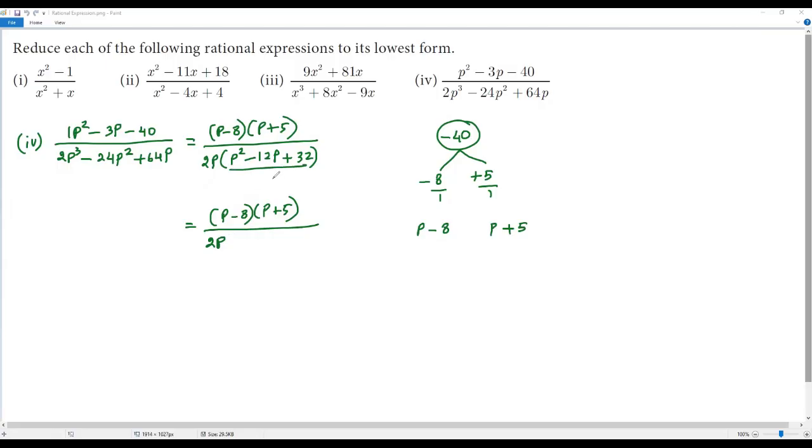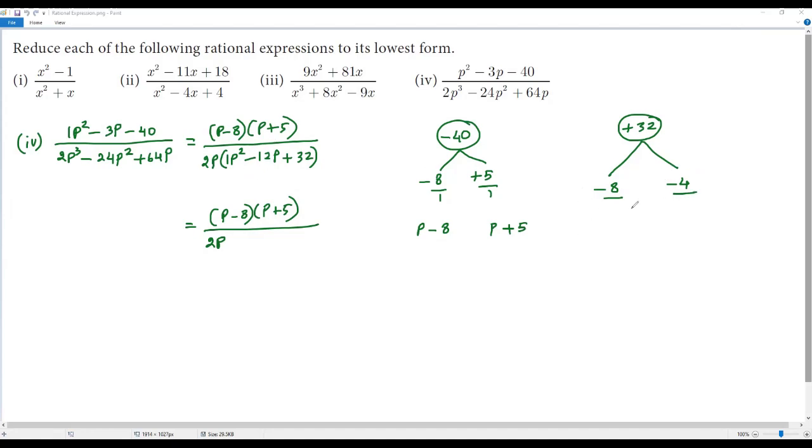Here we have a quadratic expression. To factor this one, let's multiply the constant term positive 32 by the coefficient of p square, that is 1. 1 times positive 32 is the same, positive 32. Now we have to get two factors. I think negative 8 and negative 4 will work. When we multiply negative 8 and negative 4, I am getting positive 32. When we add negative 8 and negative 4, we get negative 12. That's the coefficient of p.